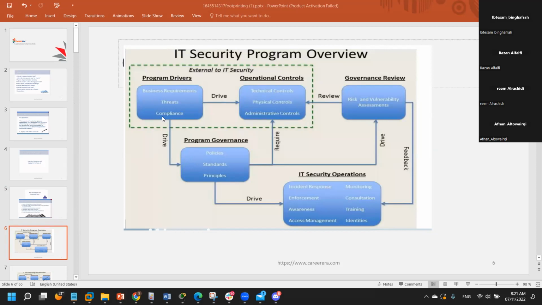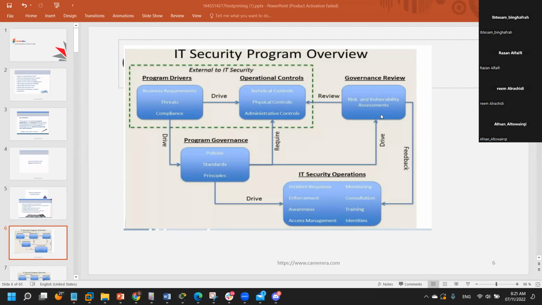We have some compliance requirements to secure the business. We have threats out there. They are trying to get us, okay? So we need to evaluate risk and vulnerability assessment. And this is exactly where vulnerability assessment and penetration testing take place.